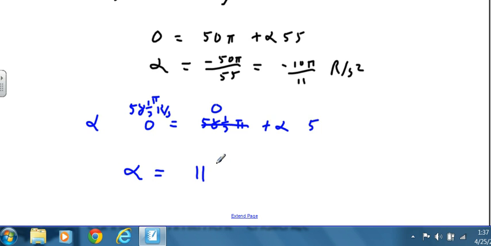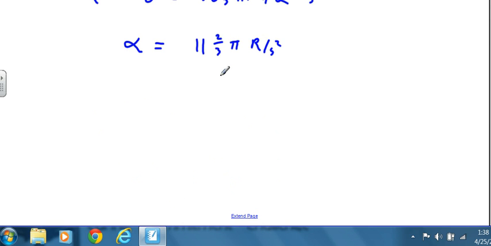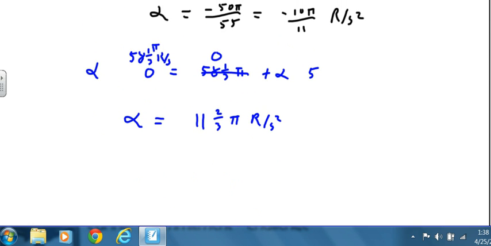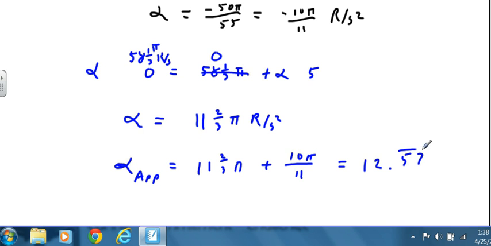So I have 11 and two thirds pi radians per second squared. Now, because I have some frictional torque there, I'm going to have more than that. So my alpha applied is going to have to be that 11 and two thirds pi, and then I'm going to have to add some more to overcome the friction over 11, plus 10 divided by 11. So I got 12.57 repeating pi radians per second squared.